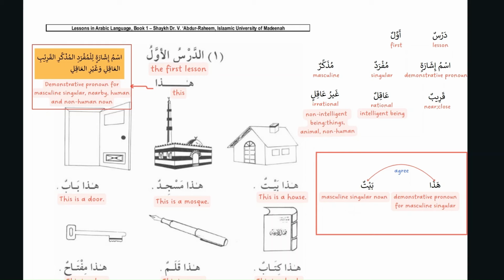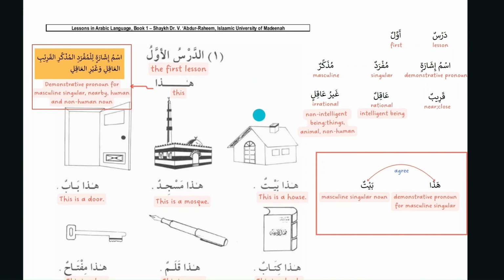Now, let's start. See the word-by-word translation. Darsun, lesson. Awwalun, first. Ismu isharatin, demonstrative pronoun. Mufrad, singular. Mudhakkar, masculine. Qaribun, near or close. Aqilun, rational or intelligent being. Ghairul aqil, irrational, non-intelligent being or things, animal, and non-human.